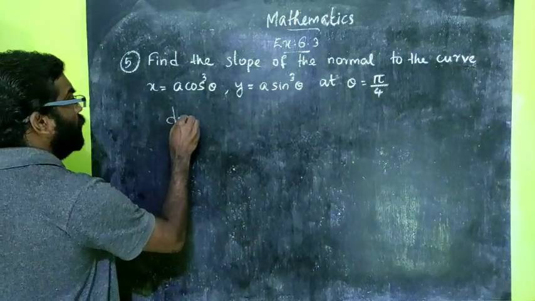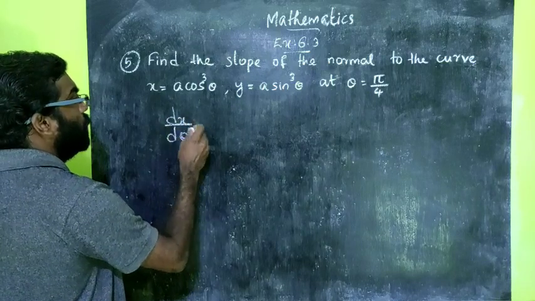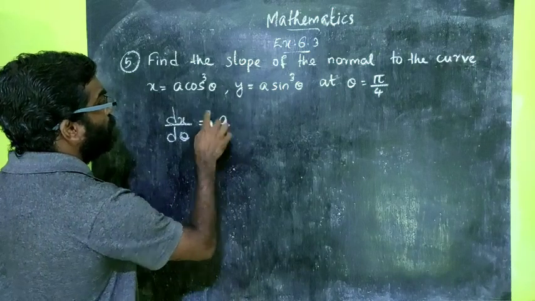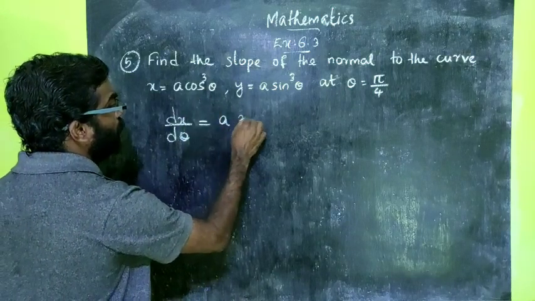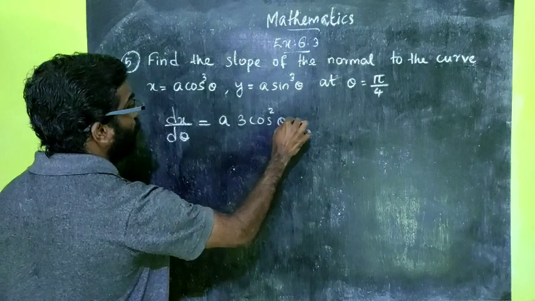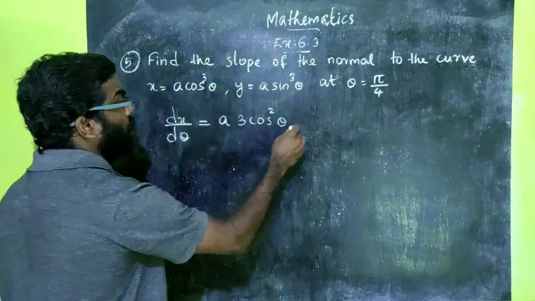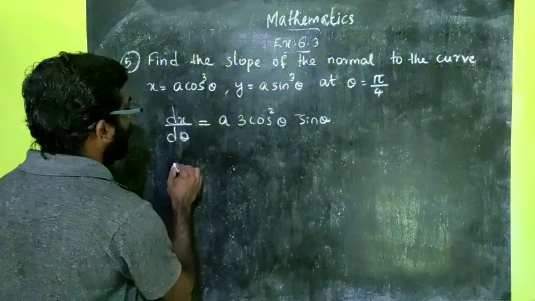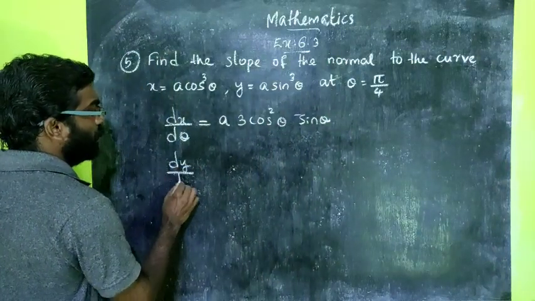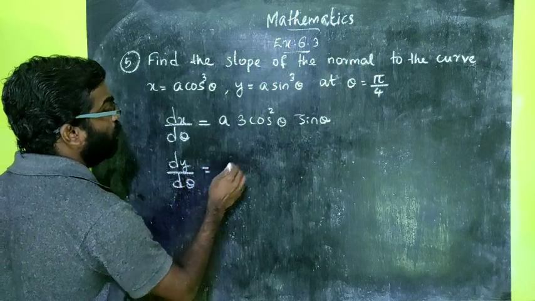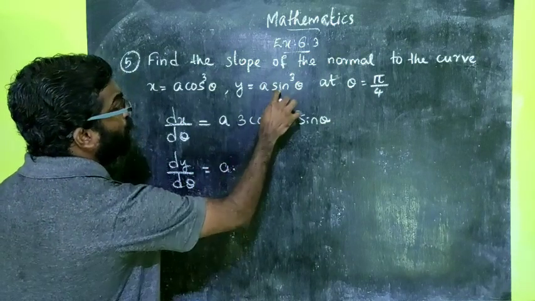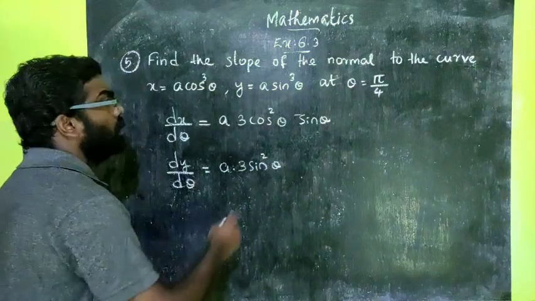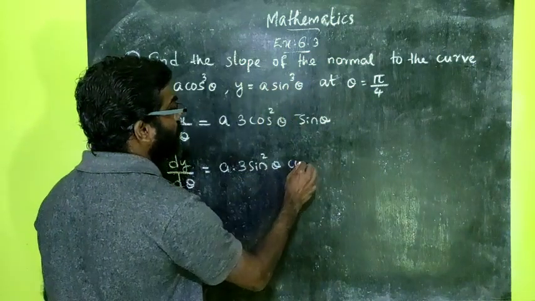So first we can find dx by d theta and dy by d theta. Here dx by d theta is a into 3 cos square theta into derivative of cos theta, minus sin theta. And dy by d theta is equal to a into 3 sin square theta into derivative of sin theta, and it is cos theta.